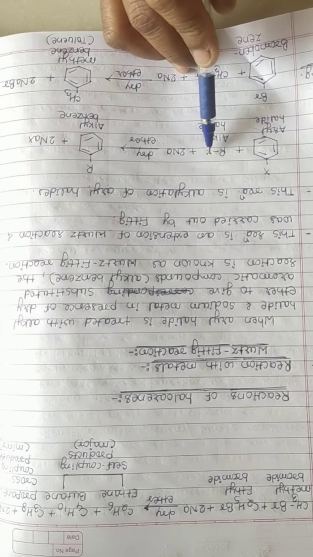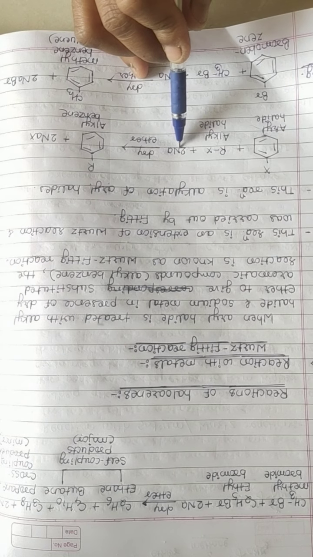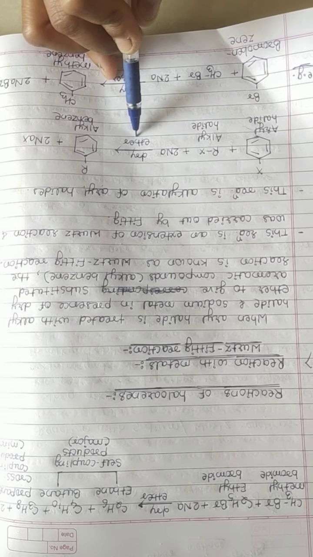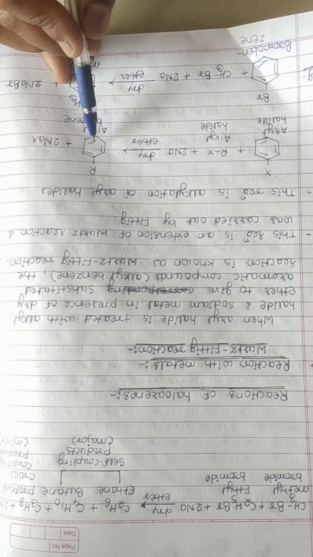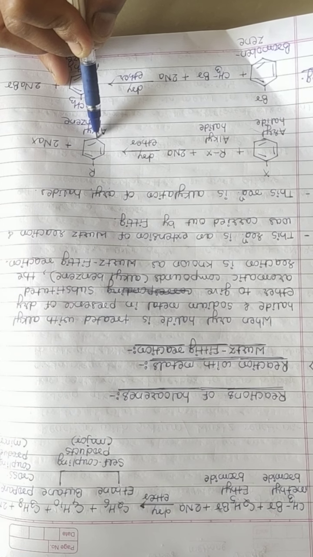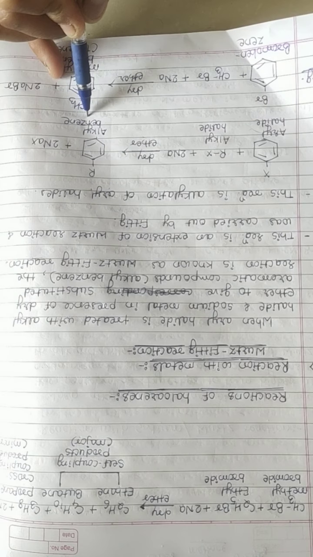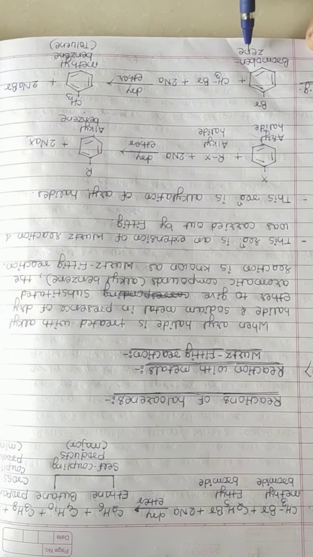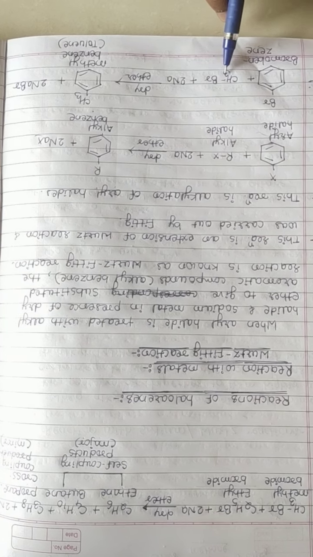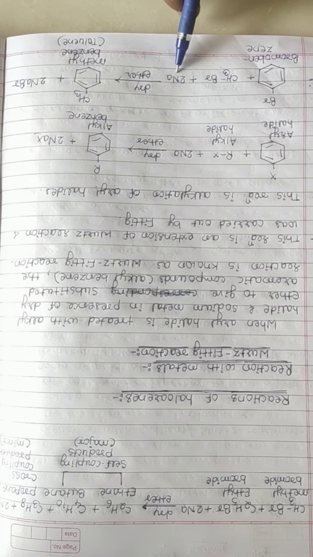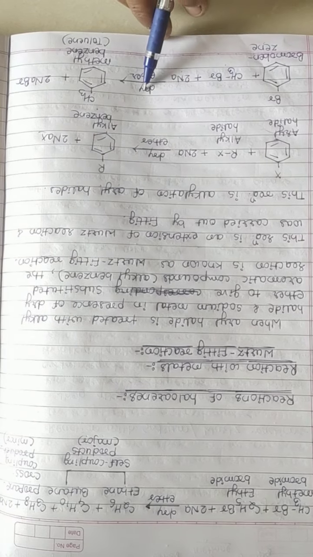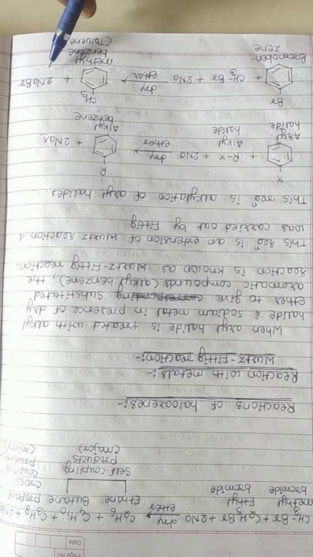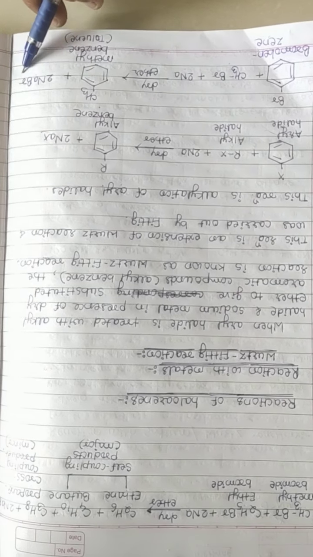When aryl halide reacts with alkyl halide and sodium metal in the presence of dry ether, it gives a substituted aromatic compound, that is alkyl benzene, plus 2NaX. For example, when bromobenzene reacts with methyl bromide and sodium metal in the presence of dry ether, it gives methyl benzene, that is called toluene, plus two molecules of NaBr.